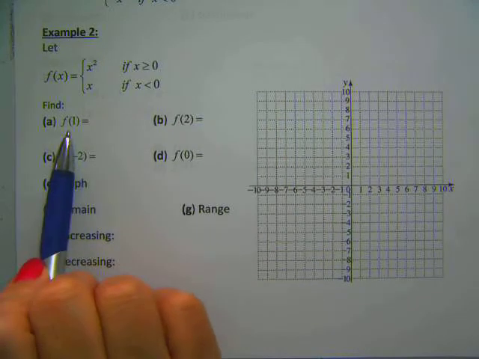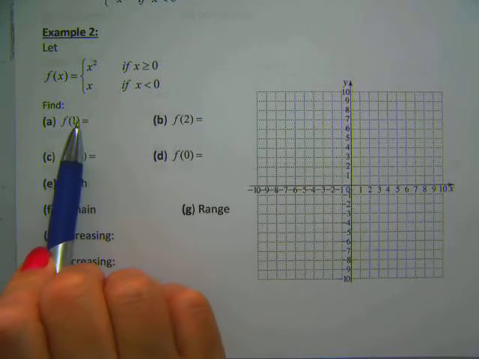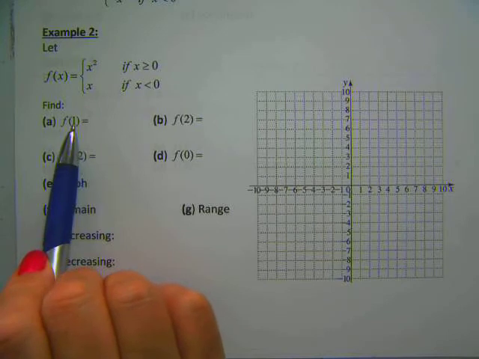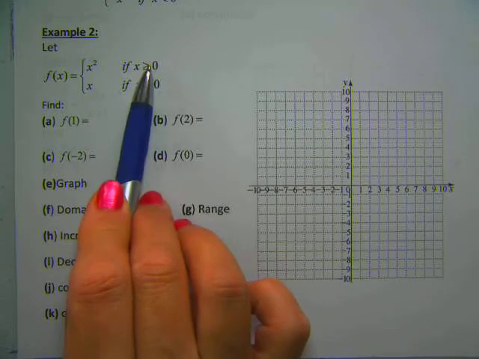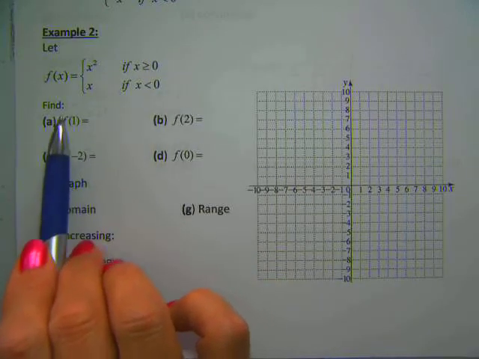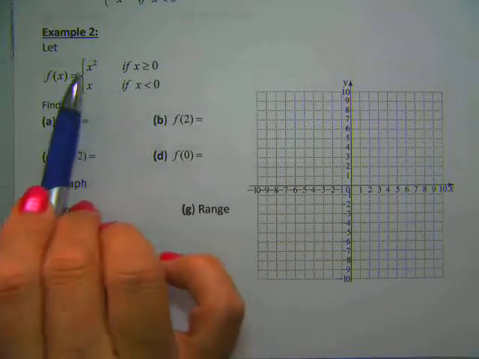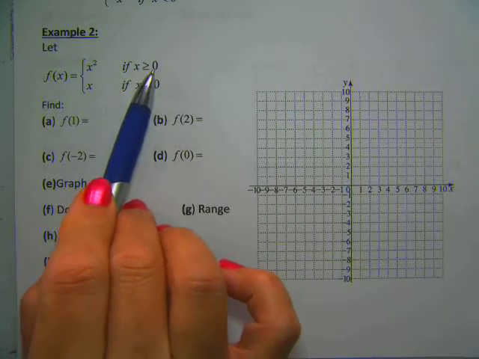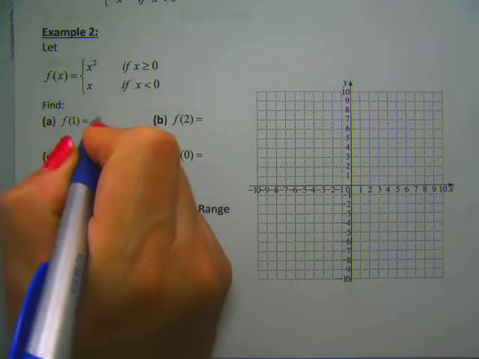First of all, how do we evaluate? What is f of 1? To evaluate these functions, we first look at the x. X is 1. Is 1 greater than or equal to 0 or less than 0? Obviously, it's greater than or equal to 0. So when I want to evaluate this function at 1, I should look at the top part, because x is greater than or equal to 0. So when x is 1, 1 squared, that's 1.